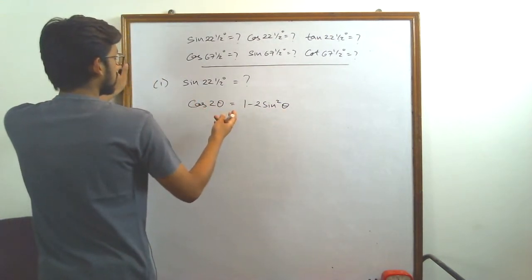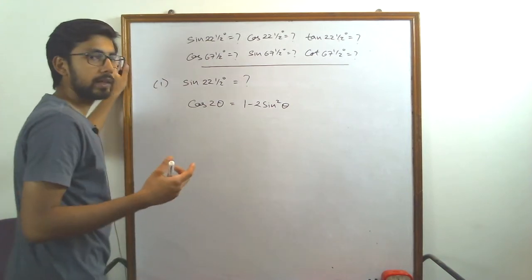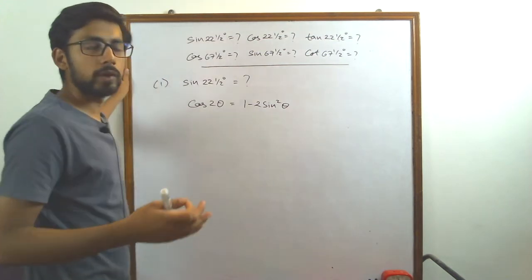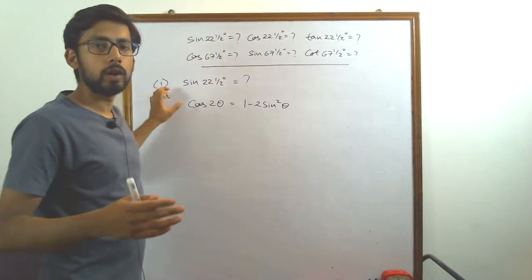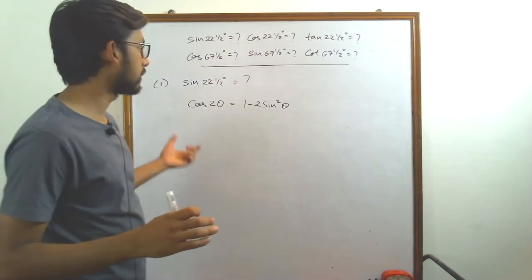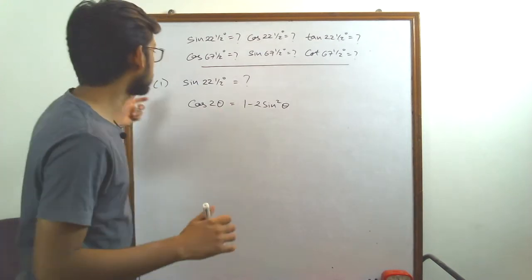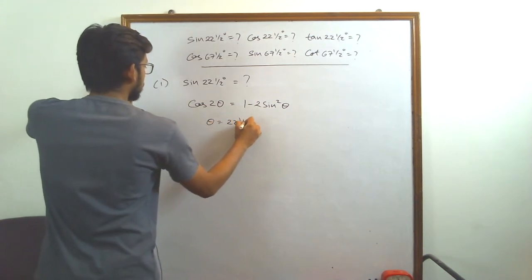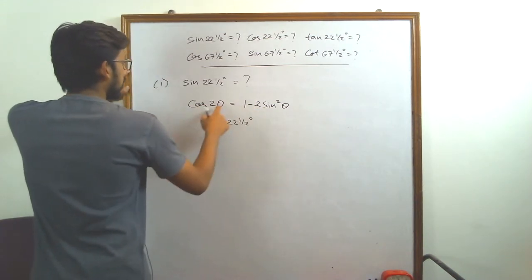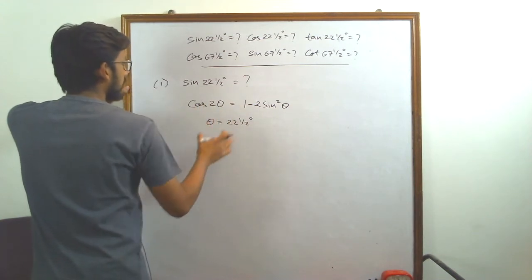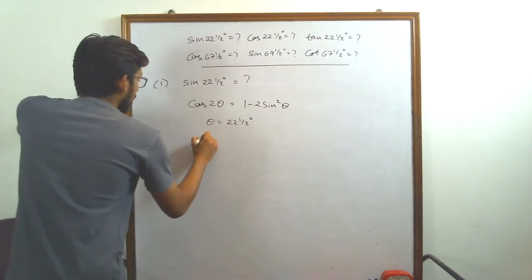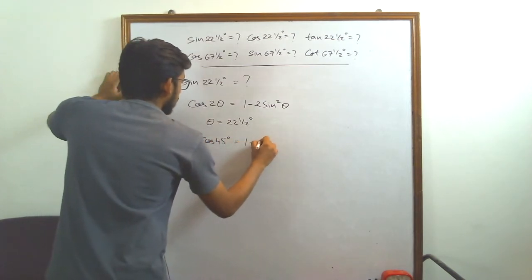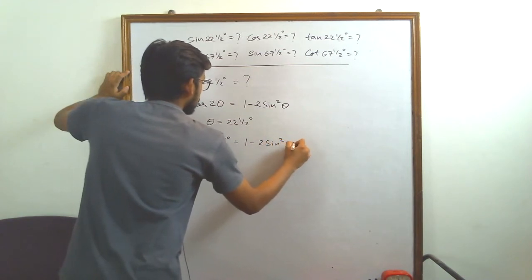Now why are we using this, and how do we get the idea for this? We know that 22.5 degrees into 2 will be 45 degrees, and we know the value of trigonometric ratios at 45 degrees. That's why we will be using this formula. That means if I take theta as equal to 22.5 degrees, we can get the value of sine 22.5 degrees from this formula. So the LHS becomes cos of 45 degrees and the RHS is 1 minus 2 sine square 22.5 degrees.